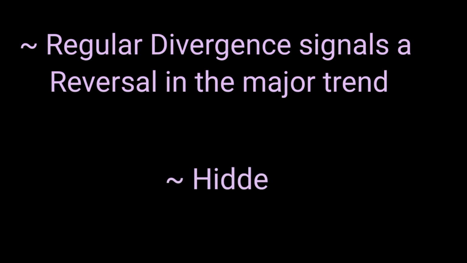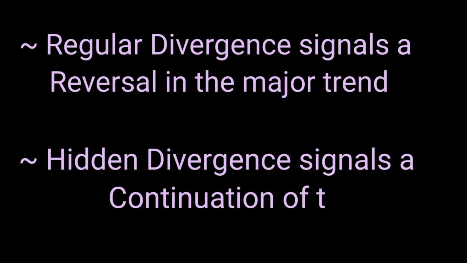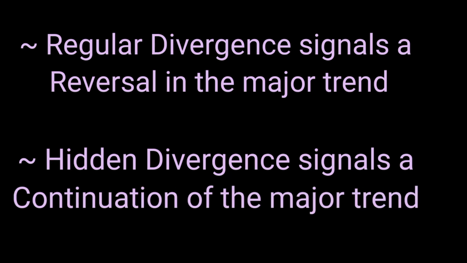The hidden divergence signals a continuation in a major trend. If you're in an upward trend and you observe a hidden divergence, then you are expecting the continuation of that upward trend. If you are in a downward trend and you observe a hidden divergence, then you are expecting a continuation of that bearish trend.